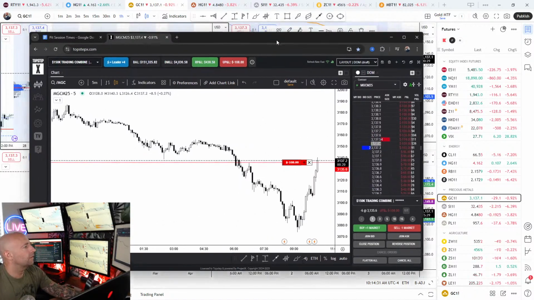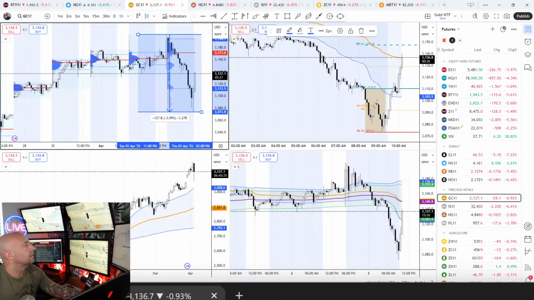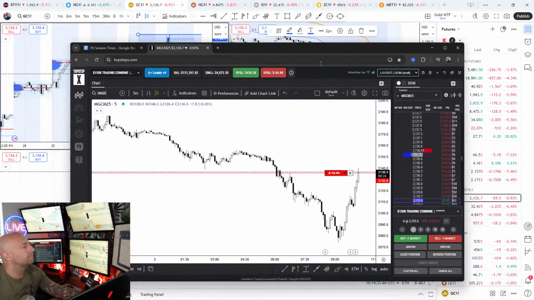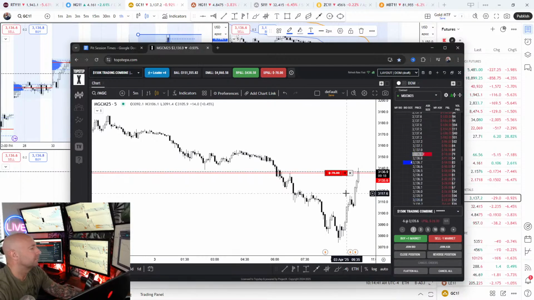So the trade on gold is session VWAP. So strong here. Take off a little size.